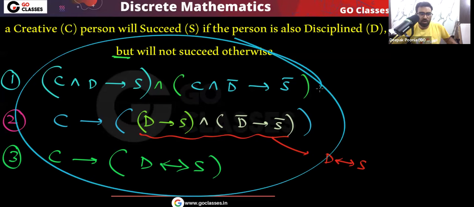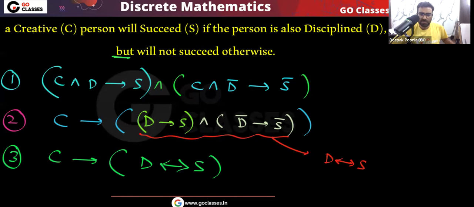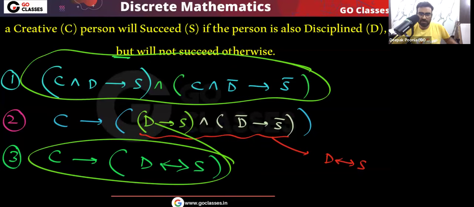You can notice all of them are equivalent. You can check it out. If you simplify this, you will get the same thing. Okay, let me show you. If you want, you can see. Let me show you that on one side we have written this expression: if you are creative and disciplined, then you will succeed.